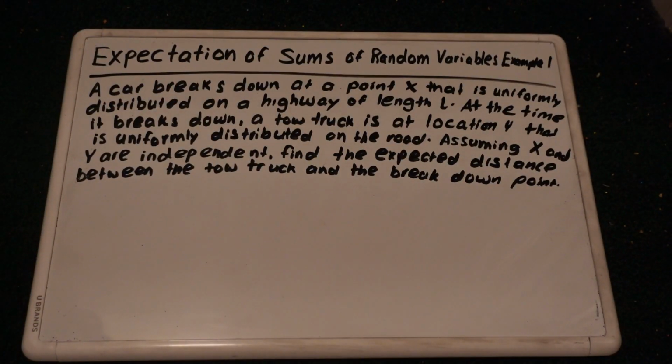So in this video, I'll be doing an example of an expectation of sums of random variables problem in probability. A car breaks down at a point X that is uniformly distributed on a highway of length L. At the time it breaks down, a tow truck is at location Y that is uniformly distributed on the road. Assuming X and Y are independent, find the expected distance between the tow truck and the breakdown point.